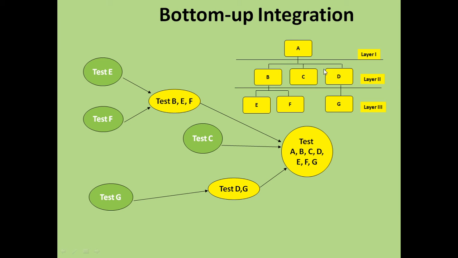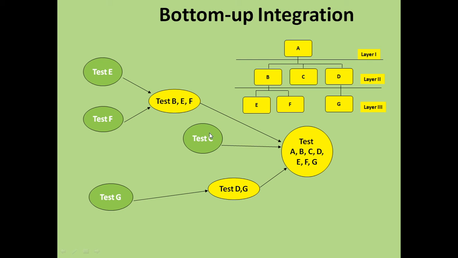So this is layer 1, layer 2 and layer 3. Here what we are doing, bottom up means first E, F, G are separately tested. Then E and F are integrated with B, meaning B, E, F, all three are tested together, how they call each other and how they interact and how the control goes from B to E and then back to B, or B to F and then back.